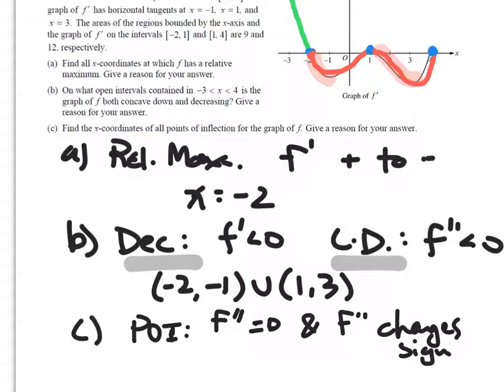Okay, therefore on this I see that f double prime would equal 0 at x equals negative 1, x equals positive 1, and x equals 3. Notice that as well, along with that, the second derivative goes from negative to positive at this point x equals negative 1, from positive to negative, and then from negative again to positive. So the points of inflection would exist at x equals negative 1, positive 1, and positive 3.